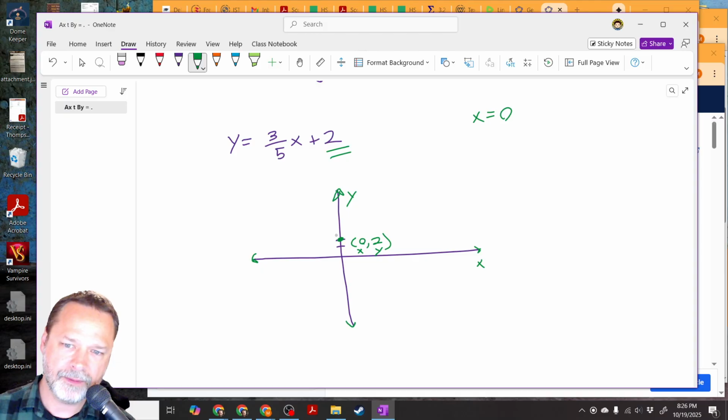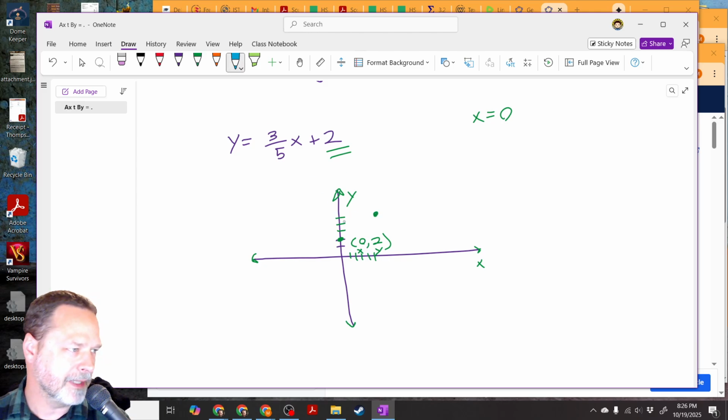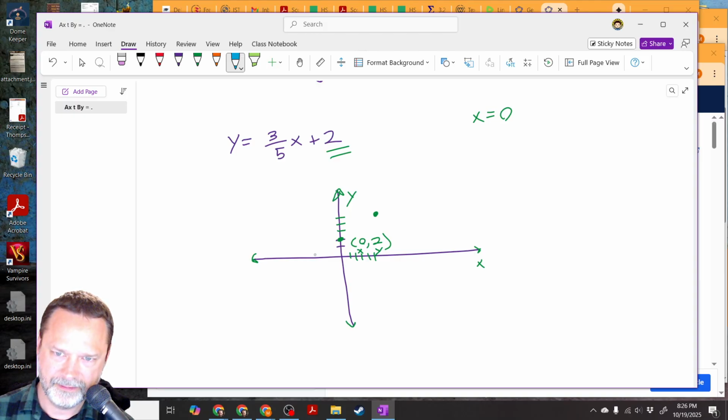And now to find another point, I just need to go up 3, 1, 2, 3, and over 5, 1, 2, 3, 4, 5. And we'd have something like this. Of course, I'm eyeballing it here, but we'll take a look at a graph right after this. And I should have another point. I had to go up 3, so this 2 goes up 3. That should be 5 up now.